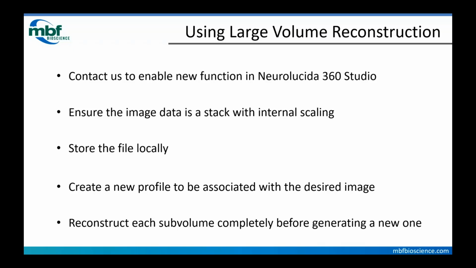You'll want to be able to store that file locally on your hard drive on the machine that you're running Neurolucida 360 to improve the access of the image data to the processors for passing it back and forth. So having it closer will make everything faster and easier to use.